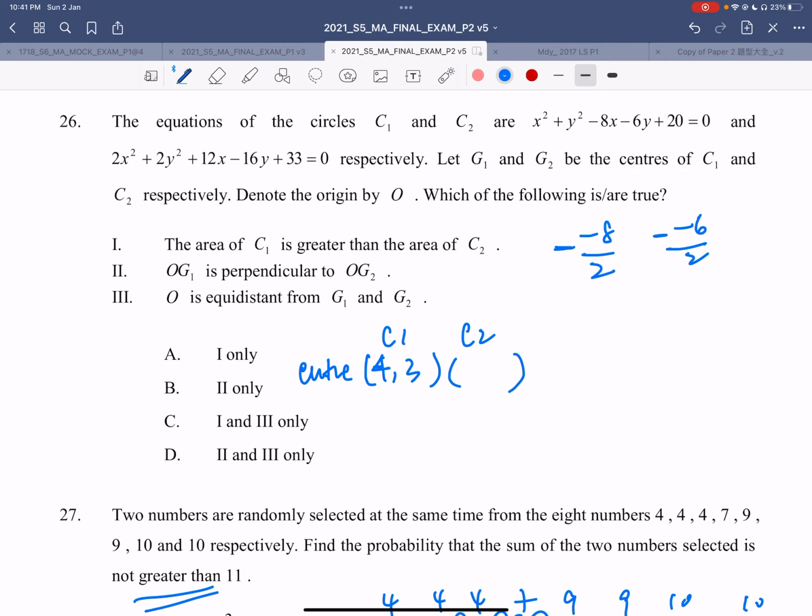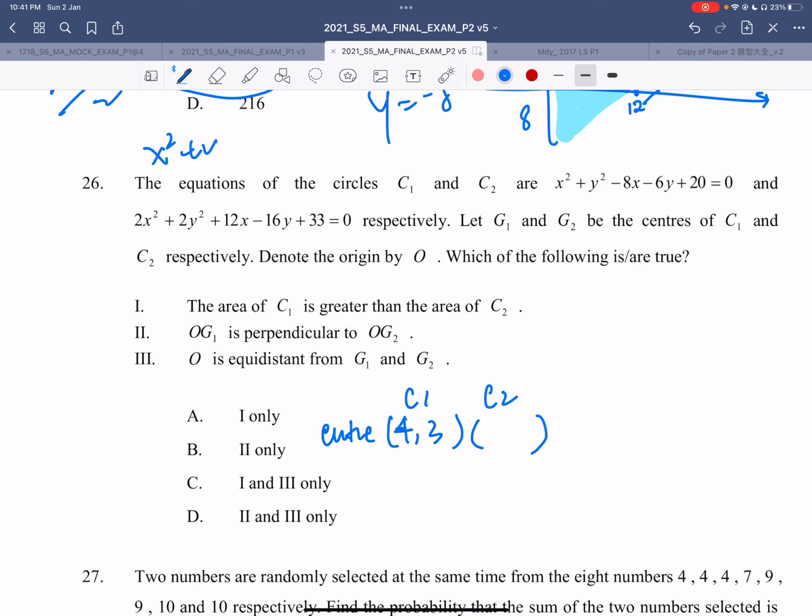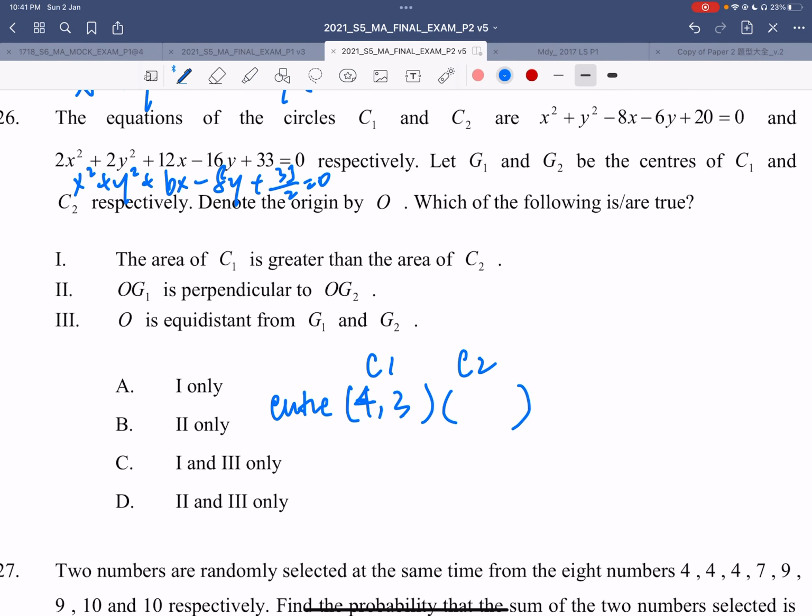For C2, please express it in terms of the standard form. What is the standard form? The standard form should be x squared plus y squared plus dx plus ey plus f equals 0. The whole thing divided by 2: x squared plus y squared plus 6x minus 8y plus 33 over 2 equals 0. So negative 6 over 2 should be negative 3, and negative 8 over 2 should be 4. So this is the center, and then we can also obtain the information of the radius.